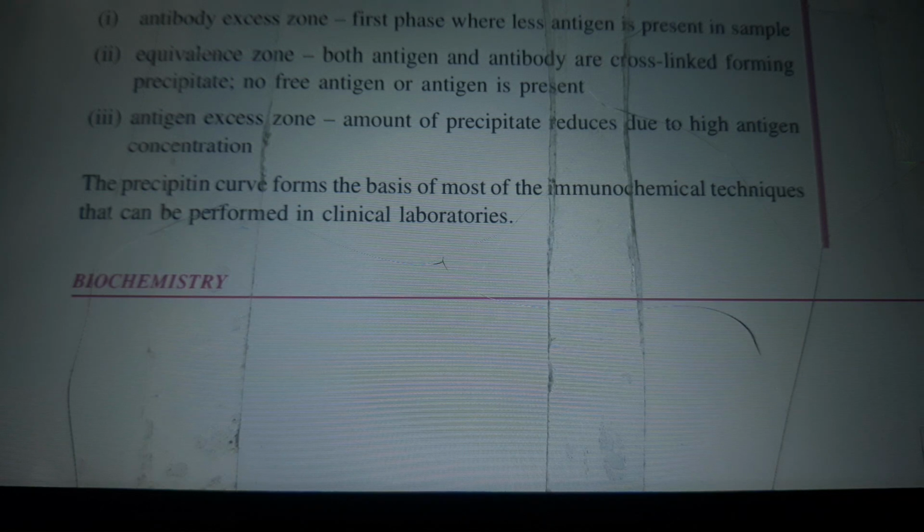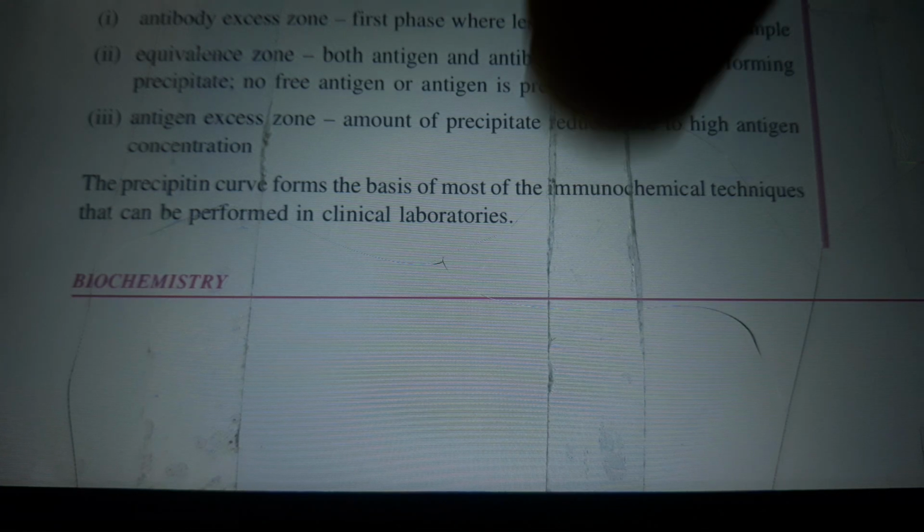Antibody excess zone, the first phase where less antigen is present in the sample. Equivalent zone, both antigen and antibody are cross-linked, forming precipitate, no free antigen, no free antibody is present. Antigen excess zone, the amount of precipitate reduces due to high antigen concentration. The precipitin curve forms the basis of most of the immunochemical techniques that can be performed in clinical laboratories.